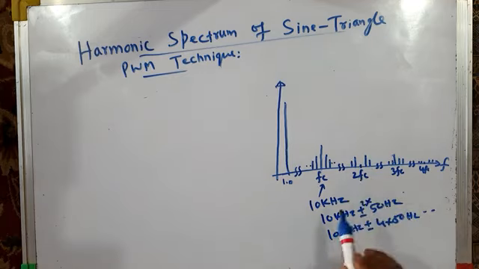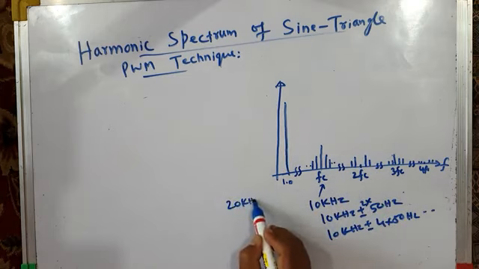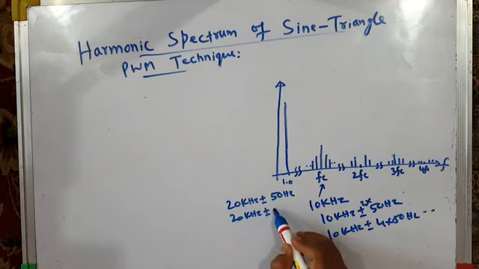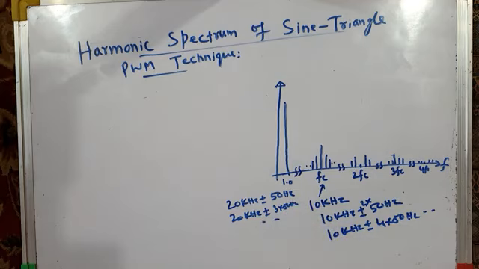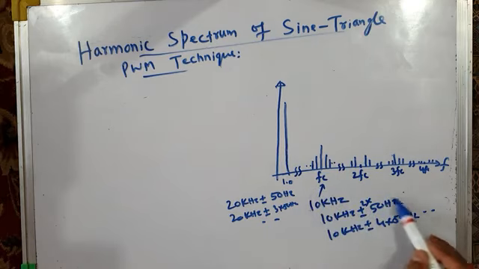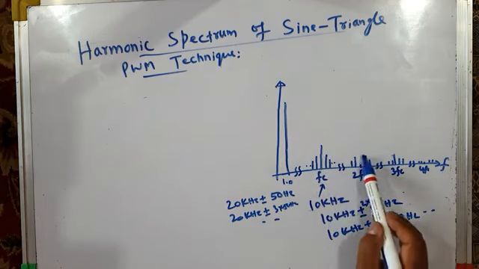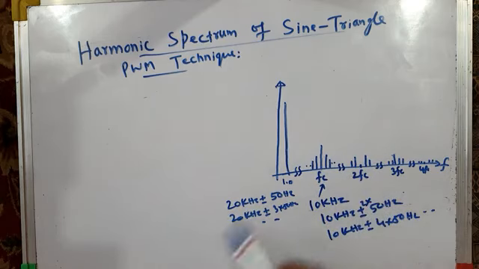Similarly, here your harmonic will be 2fc. 2fc means 20 kilohertz sidebands, that's 20 kilohertz plus minus 50 hertz, then 20 kilohertz plus minus 3 into 50 hertz, and so on. So this switching frequency and the harmonics at switching frequency 10 kilohertz and sidebands, the frequency is very high. Similarly, the sidebands around 2 Fc, very high frequency.